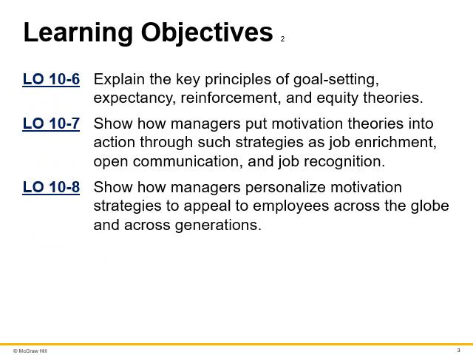The 6th learning objective is to explain the key principles of goal setting, expectancy, reinforcement, and equity theories. 7, show how managers put motivation theories into action through such strategies as job enrichment, open communication, and job recognition. And finally, learning objective 8, show how managers personalize motivation strategies to appeal to employees across the globe and across generations.